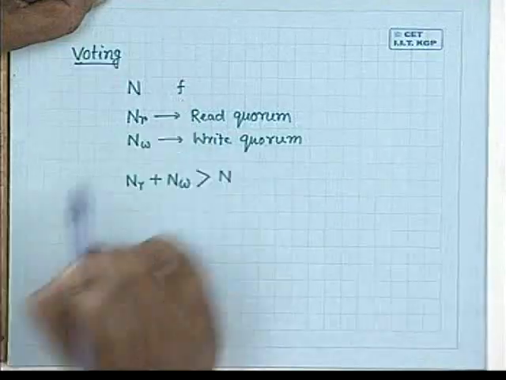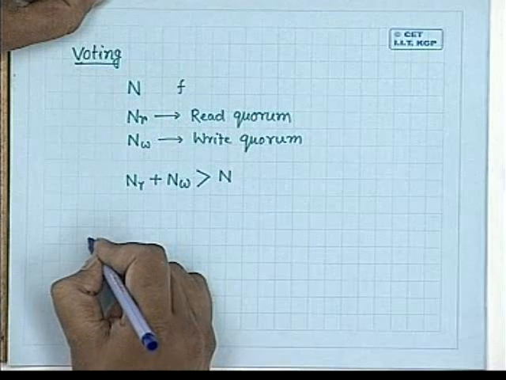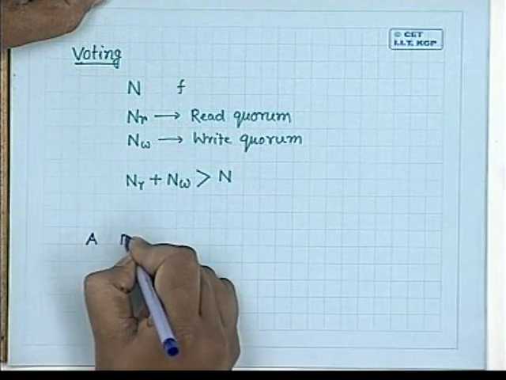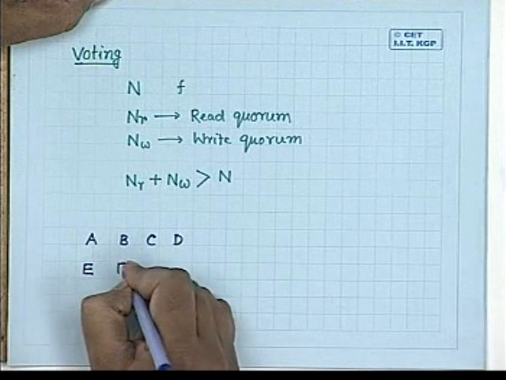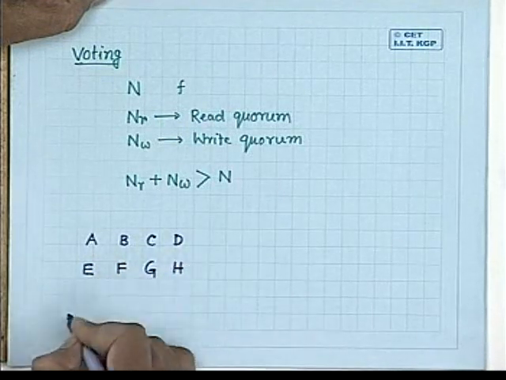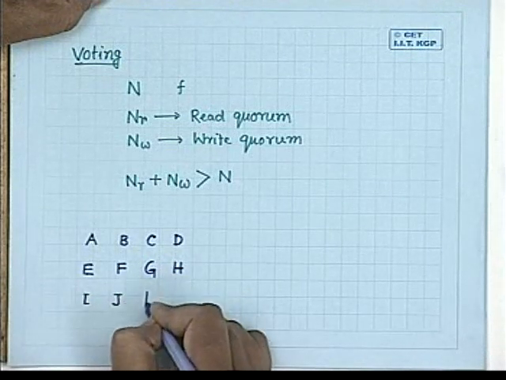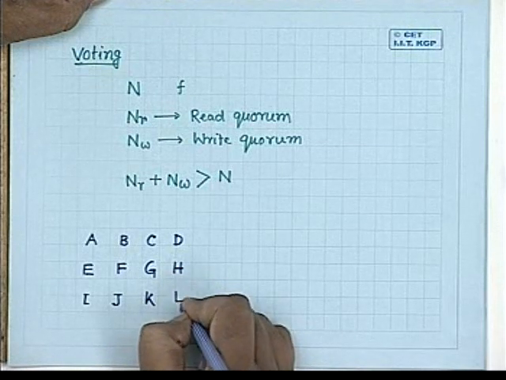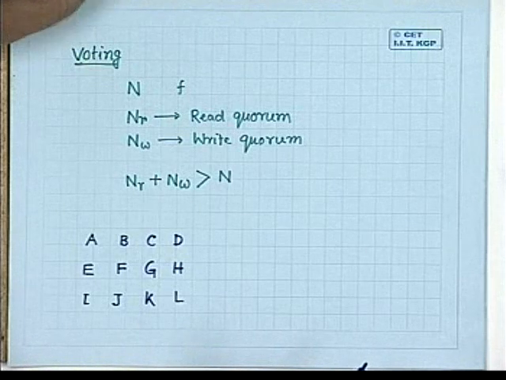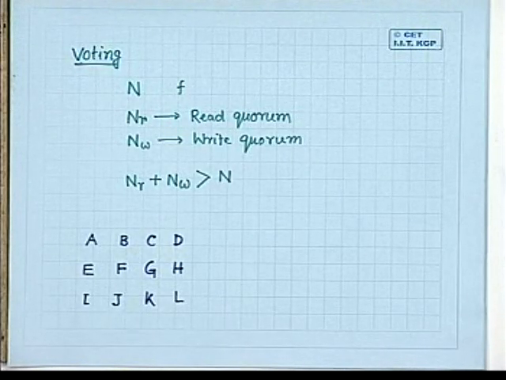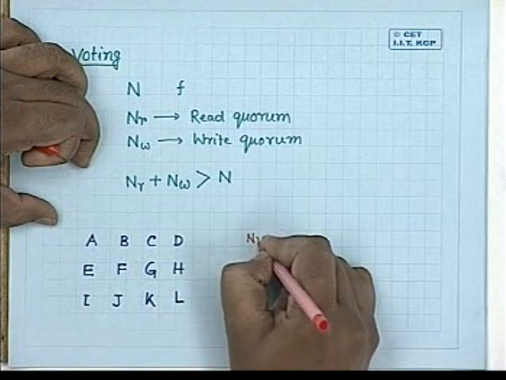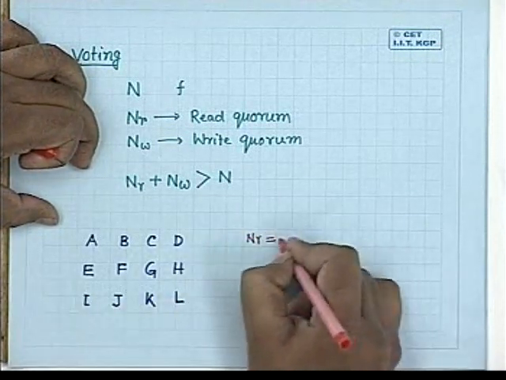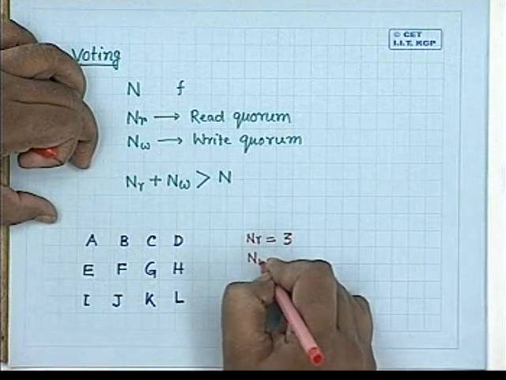Say we have 12 file servers. On 12 machines, the file F is loaded. Let us name those machines A, B, C, D, E, F, G, H, I, J, K, L. And let us assume that nr is equal to 3 and nw is equal to 10.